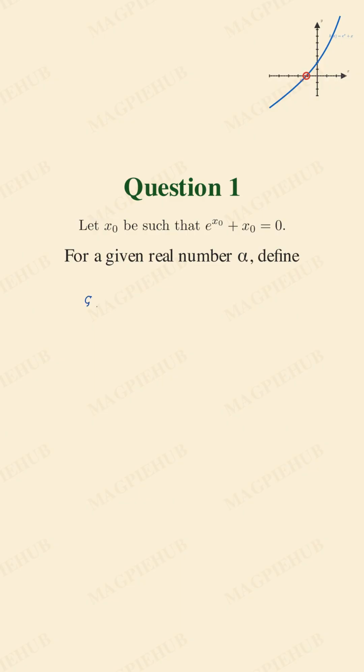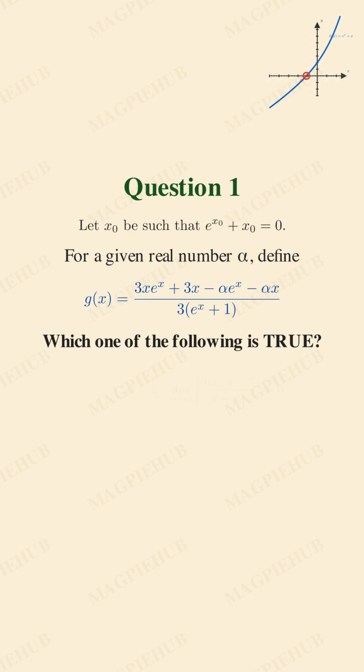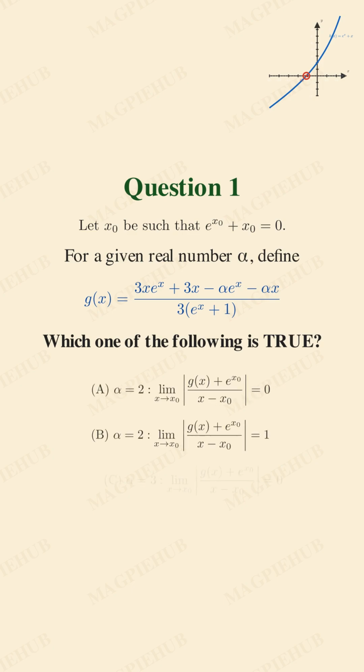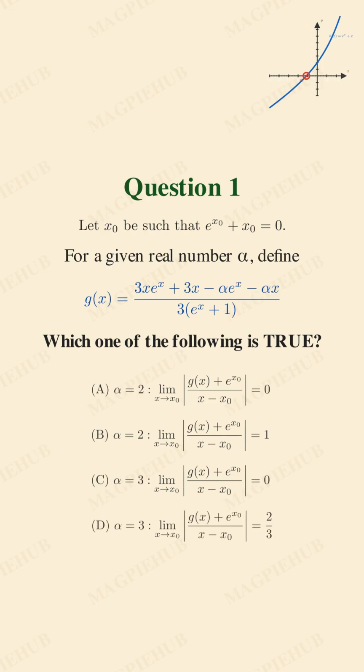The question says, let x naught be the real number such that e to the x naught plus x naught equals 0. For a given real number alpha, define g of x as shown. We need to determine which statement about the limit of the absolute value of g of x plus e to the x naught divided by x minus x naught, as x approaches x naught, is true.